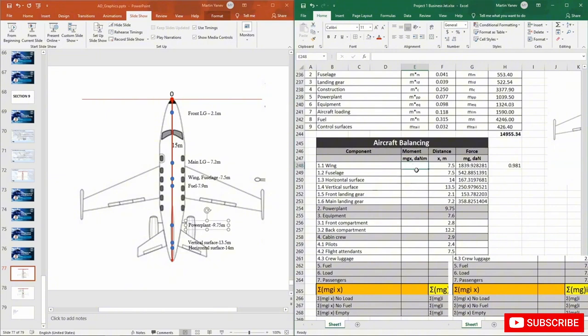Then we need to estimate the moment, and you can see that the moment is equal to m multiplied by g multiplied by the distance. So this is simply the force multiplied by the distance, and this is how we get the moment. So let's write that this one is equal to 7.5 multiplied by the force, and I will drag this down to get the rest of our components. So these are basically all the moments produced by the construction of the aircraft.